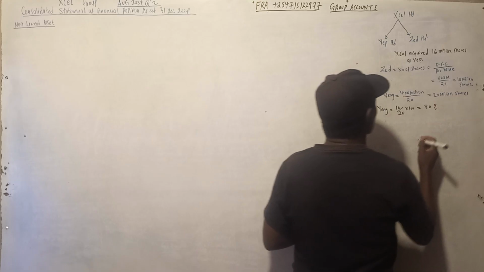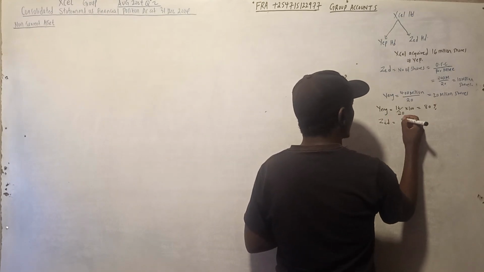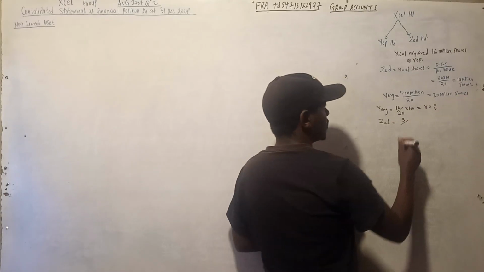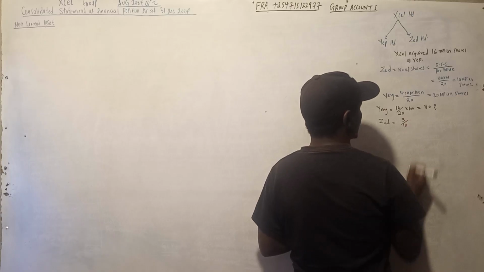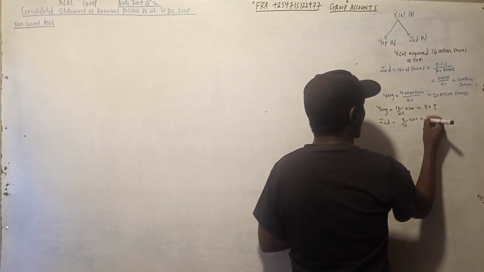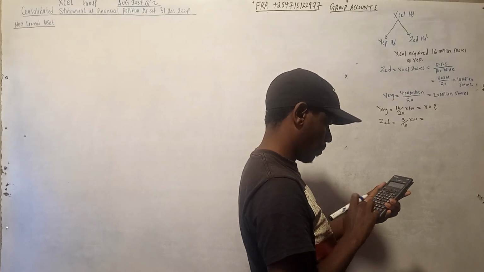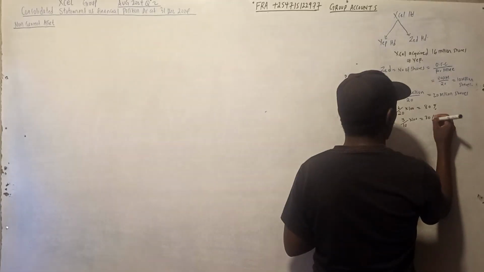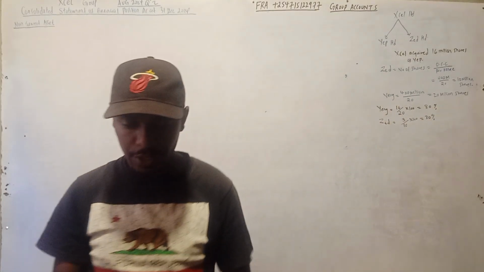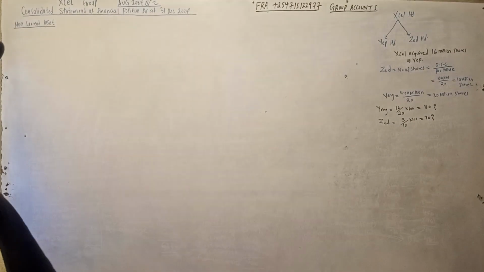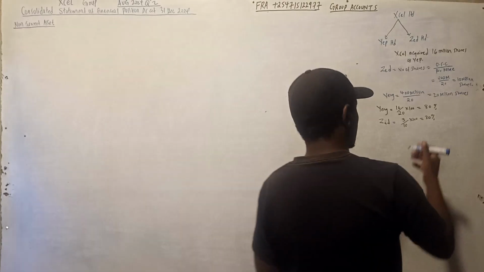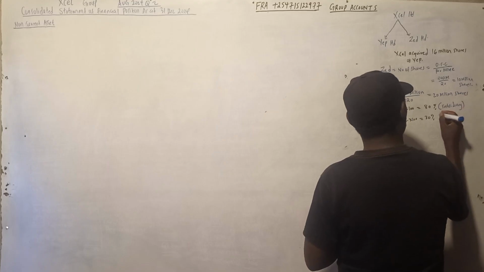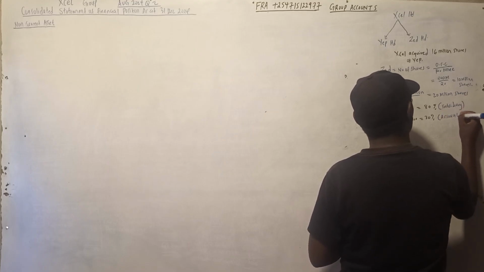Then for Z, 3 million shares was acquired. So how much was there initially? Initially, the total shares that were there was 10 million shares. So times 100, we get the percentage of acquisition, that is 30%. Meaning that Yang is a subsidiary, and Z is an associate.